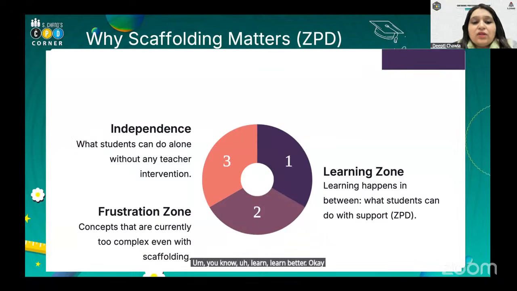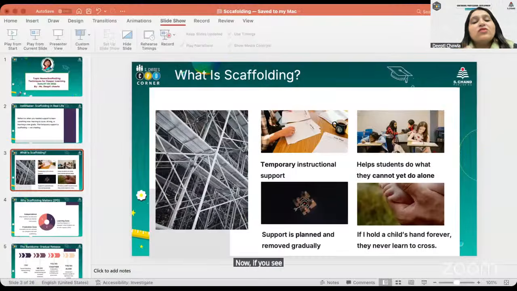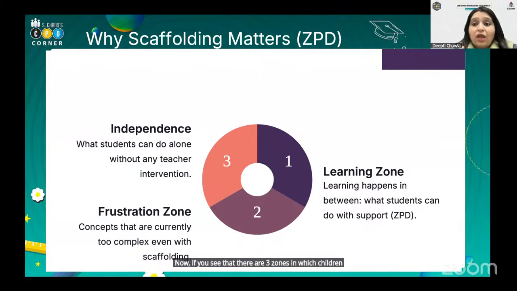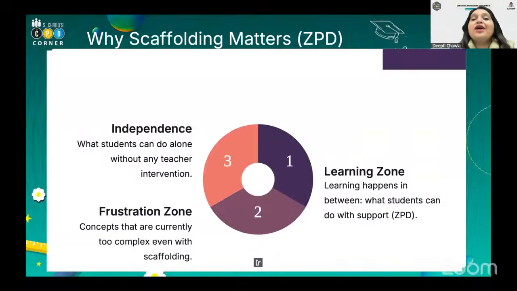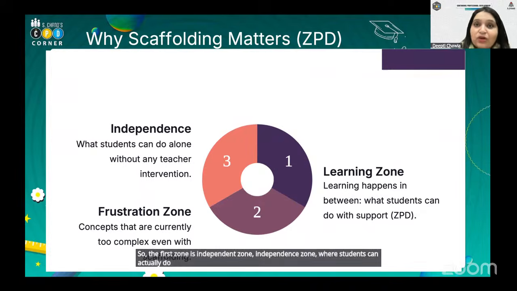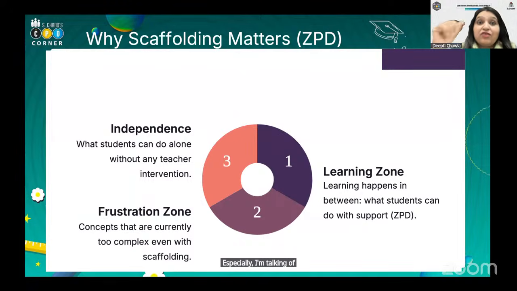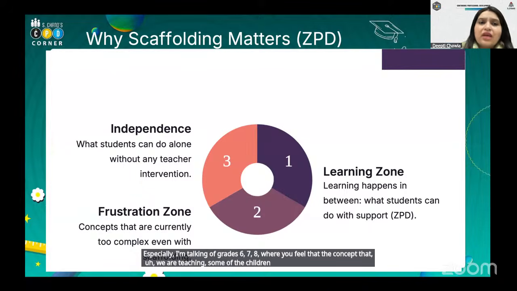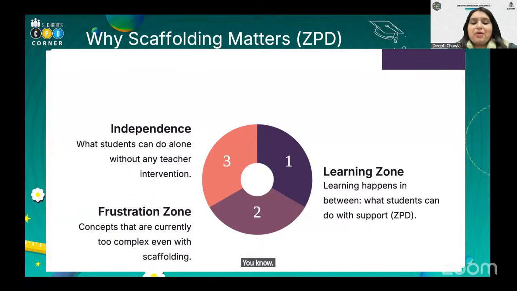Okay, so now let's understand why it matters. If you see, there are three zones in which children learn, irrespective of how well we are teaching them. The first zone is the independence zone, where students can actually do things by themselves without any teacher intervention. And there are many students who are actually at that level, especially I'm talking of grade 6, 7, 8, where you feel that for the concept we are teaching, some of the children are already there, and they can manage independently.